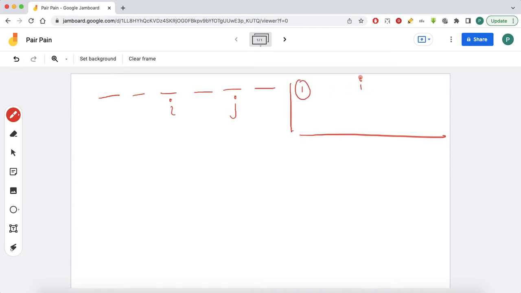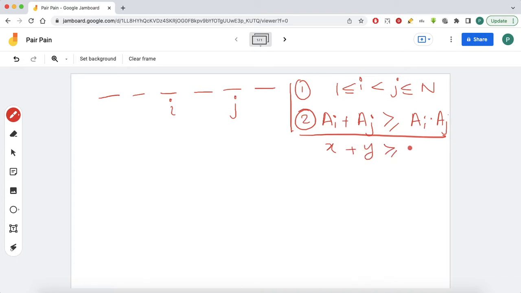The first condition is that i is less than j, where i and j are the indices of course, and this is in the bounds of course. The second condition is that the element at the ith position plus the element at the jth position should be greater than equal to element at the ith position multiplied by element at the jth position. So these two conditions we need to satisfy. Now let's say I'm considering ai as x and aj as y. So this will ultimately become this.